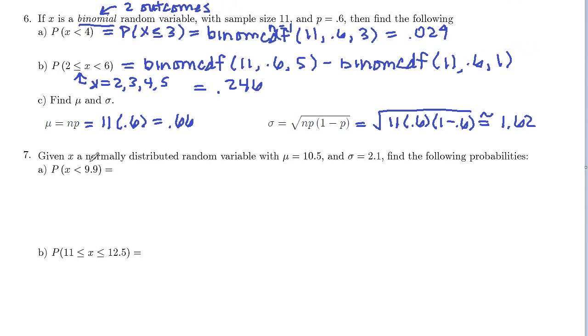Now, on the other hand, if your data is continuous, it takes on every value in a range. I should actually tell you that things are normally distributed. So if you've got a normally distributed random variable, now you're going to use normal CDF and inverse norm. So we're given a normally distributed random variable with a mean of 10.5 and a standard deviation of 2.1. We're first finding the probability that x is less than 9.9. So let's sketch our bell-shaped curve here. Our mean is 10.5, which is in the middle. And then we want to know the probability that a random value is less than 9.9. So 9.9 would be down here someplace. We want this left area.